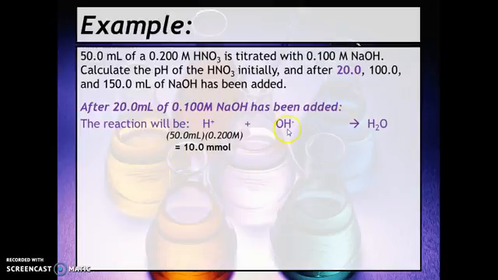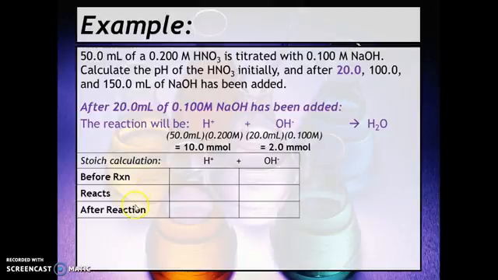But for my OH negative over here, I have to use my 20 milliliters and my 0.1 molar in order to figure out my millimoles. So essentially all I did was put these on the same playing field. I'm comparing moles to moles. You really can't compare molarities like you can compare moles. Then I essentially did an icebox. Before my reaction, I have the 10 and the 2, and how much it's going to react is whichever one I have the least of will go to completion.